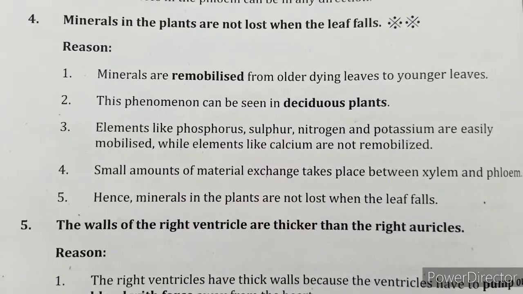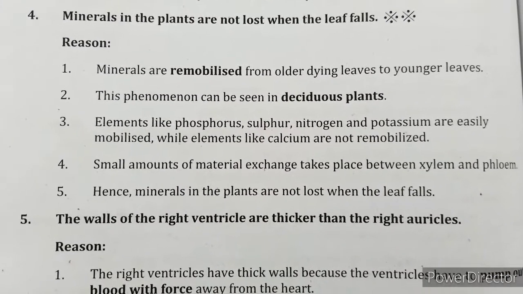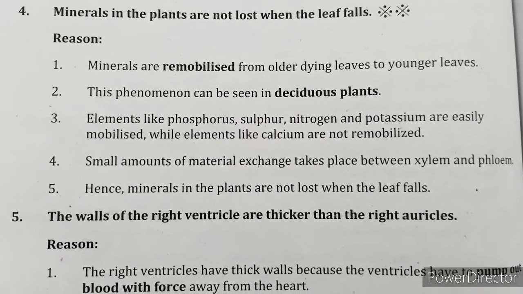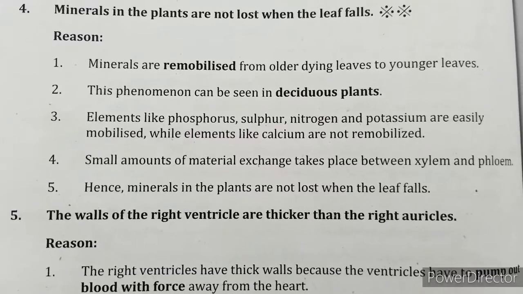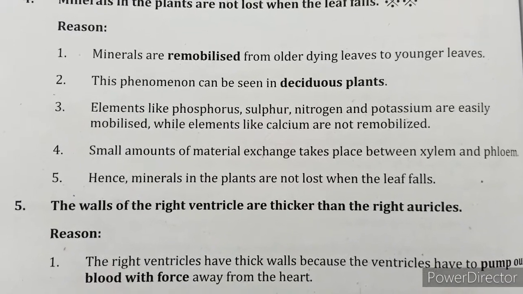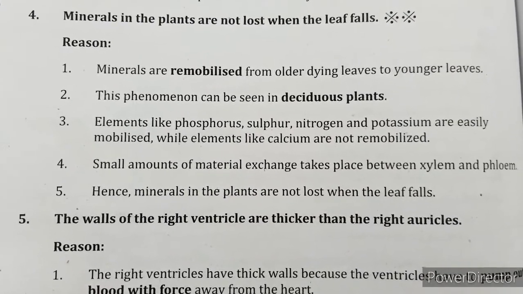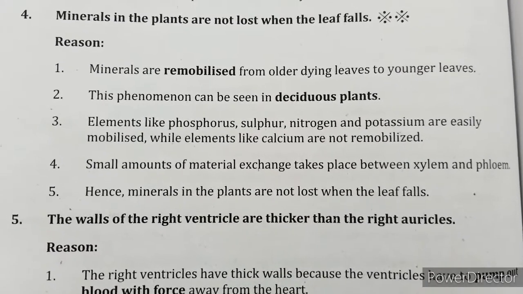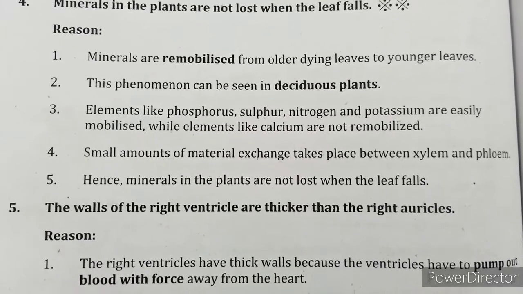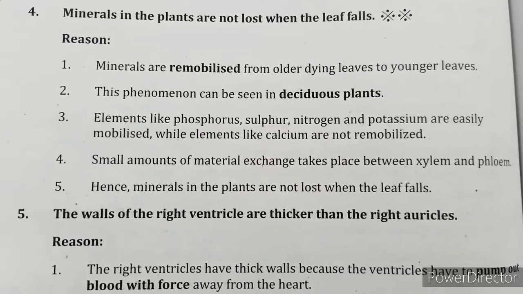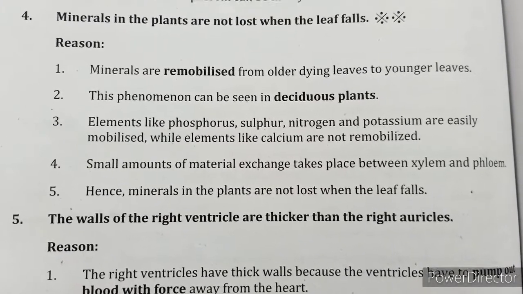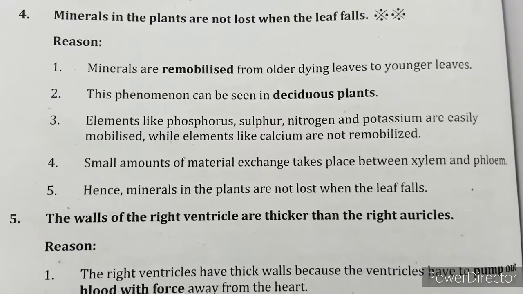Minerals in the plants are not lost when the leaves fall. Reason: minerals are remobilised from the older dying leaves to the younger leaves. This phenomenon can be seen in deciduous plants. Elements like phosphorus, sulfur, nitrogen and potassium are easily mobilized, whereas elements like calcium are not remobilised. Some amount of material exchange takes place between xylem and phloem. Hence, minerals in the plants are not lost when the leaf falls.